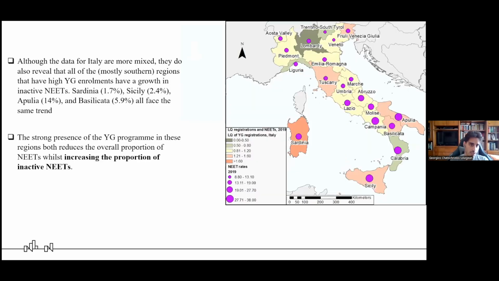And what we can see also in Italy is that, again, we have this regional differentiation between north and south. And what is quite indicative is that in those regions that we have a strong presence of the youth guarantee program, at the same time, we can see that we have an increase of inactivity between needs.